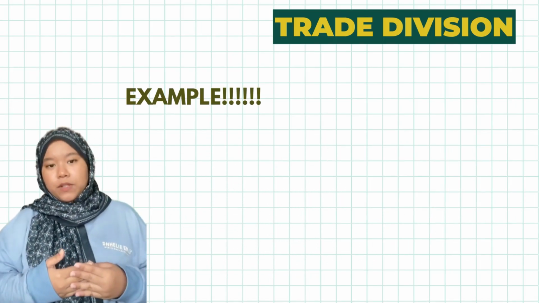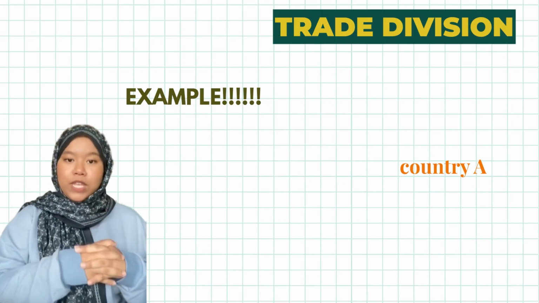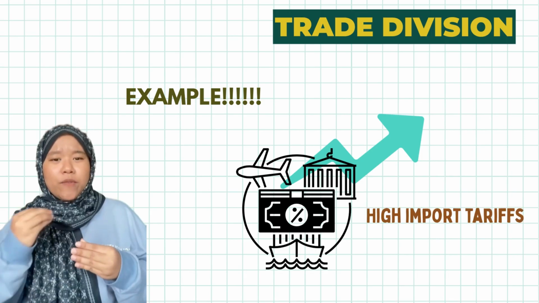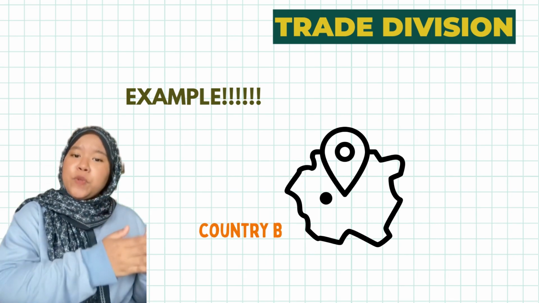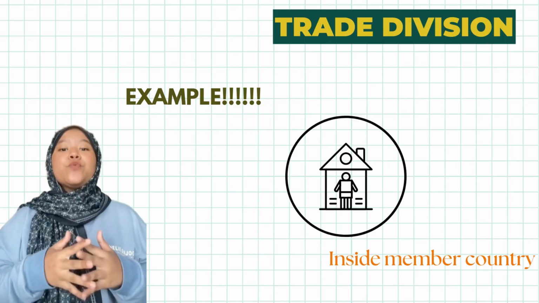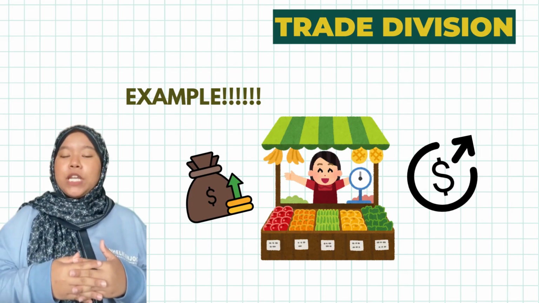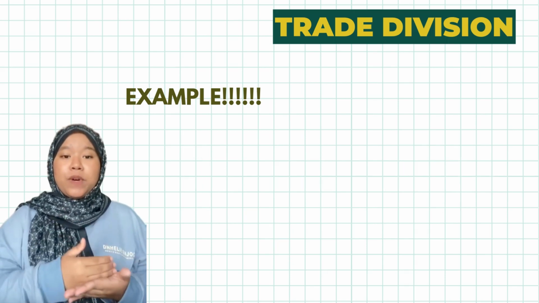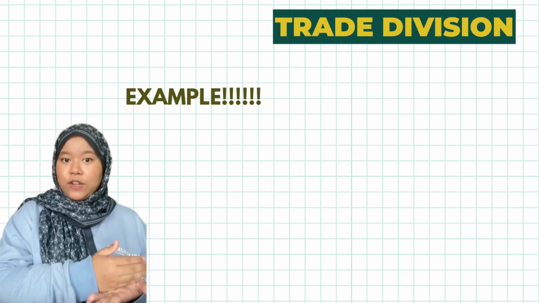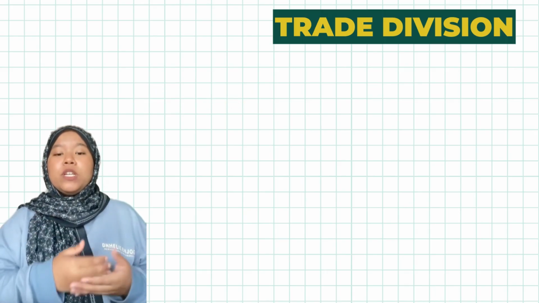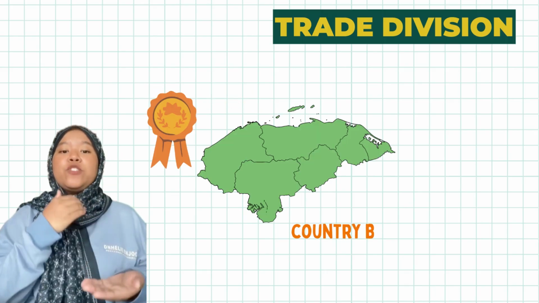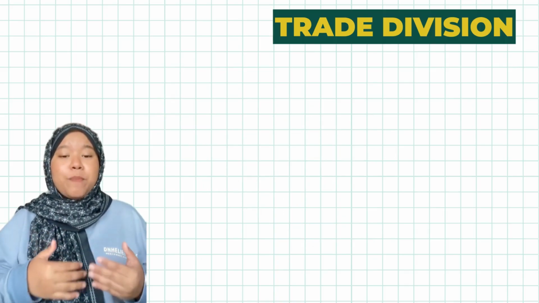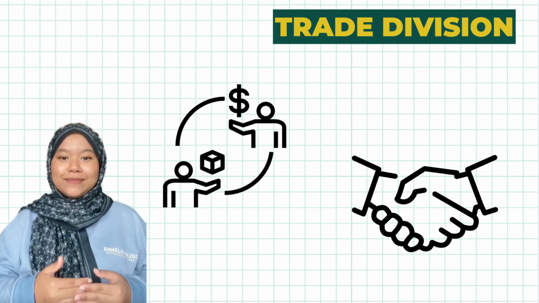So I'll give you an example. Country A, which is not part of an FTA, sells rice at $2 per kilo, but has a high import tariff. Country B is inside the FTA and sells rice at $2.50 per kilo, but has a zero tariff. Even though country A is actually cheaper than country B, the importing country will buy from country B because the tariff inside the FTA makes it look more attractive. So that is a basic concept of trade diversion.